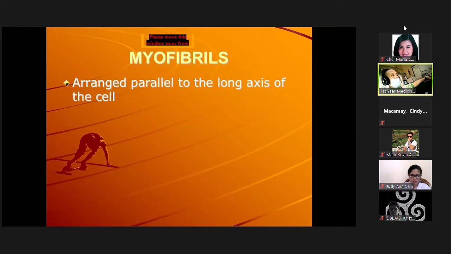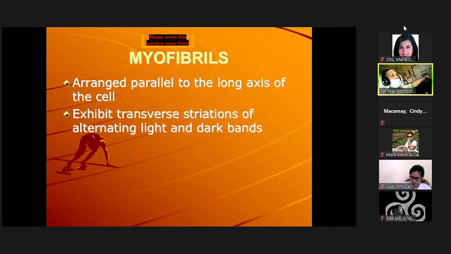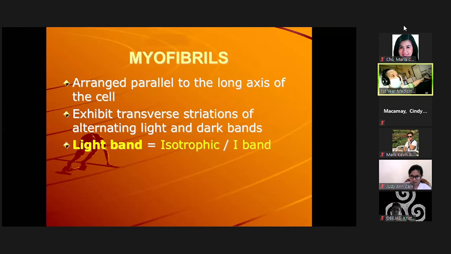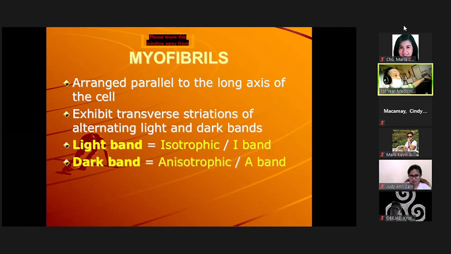Now, myofibrils are arranged parallel to the long axis of the cell. They exhibit transverse striations of alternating light and dark bands. The light band is isotropic, and so it is also called the I band. Next would be your dark band, anisotropic, or A band. Just take it from the word, A, dark band.